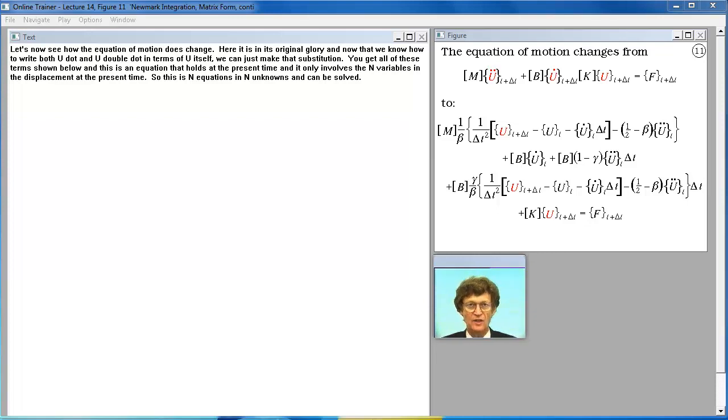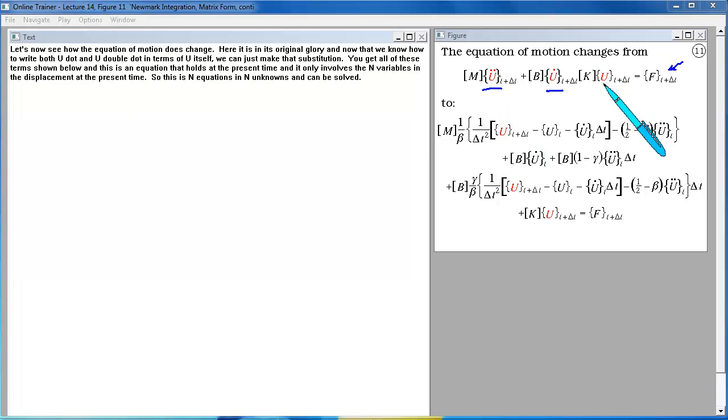Let's now see how the equation of motion does change. Here it is in its original glory, and now that we know how to write both u dot and u double dot in terms of u itself, we can just make that substitution. You get all of these terms shown below, and this is an equation that holds at the present time, and it only involves the n variables in the displacement at the present time. So this is n equations and n unknowns and can be solved.